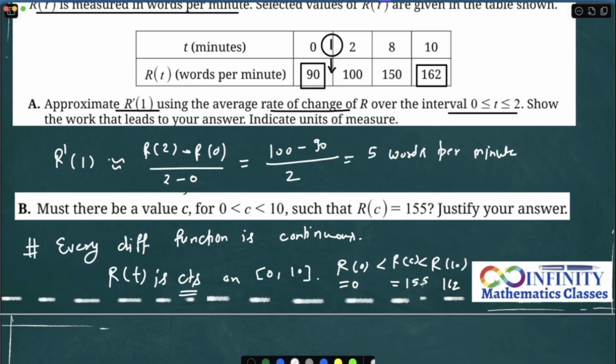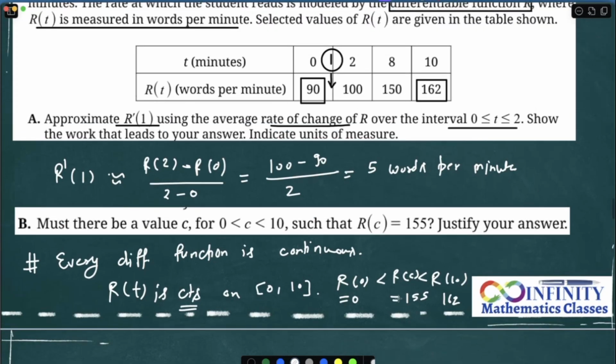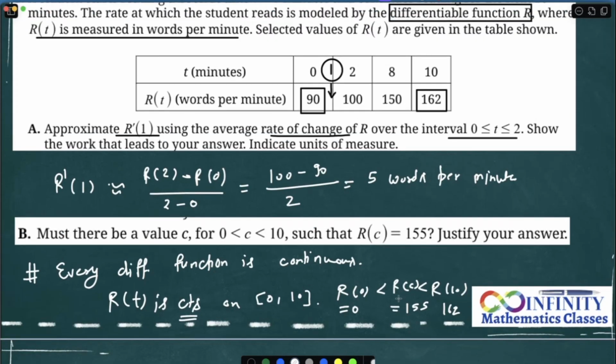What we have used is a theorem, called the intermediate value theorem. The intermediate value theorem is used for a continuous function. I told you why it is continuous. Did you get the idea? Because it is given to you that R is differentiable, and every differentiable function is continuous over the interval given to us. So I find that from 0 to 10, it is continuous. So applying the intermediate value theorem using continuity, you got the answer. Is it difficult?